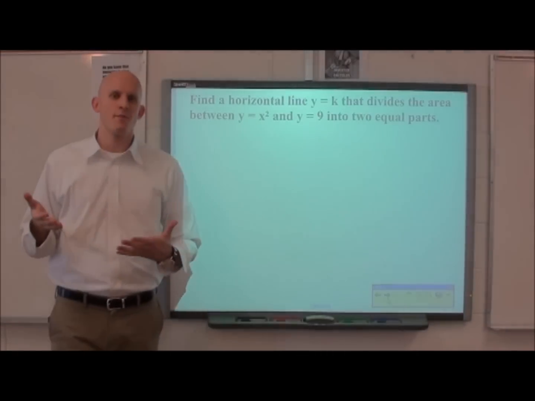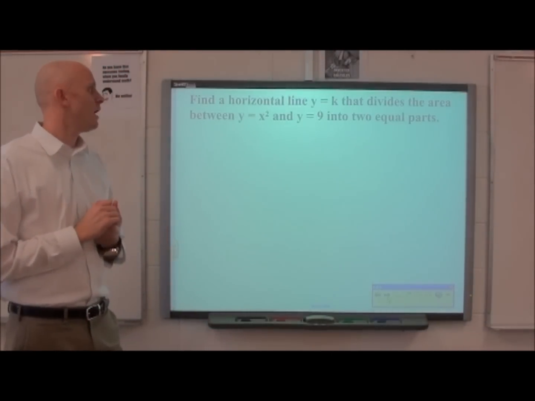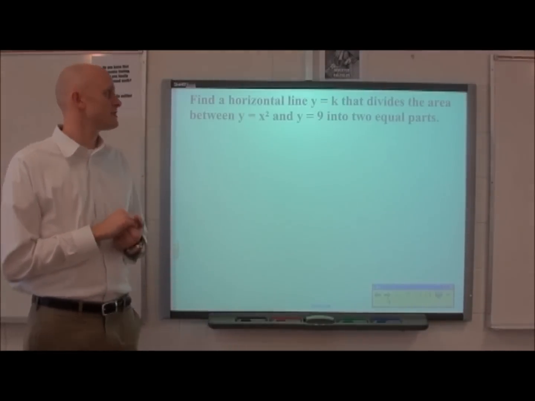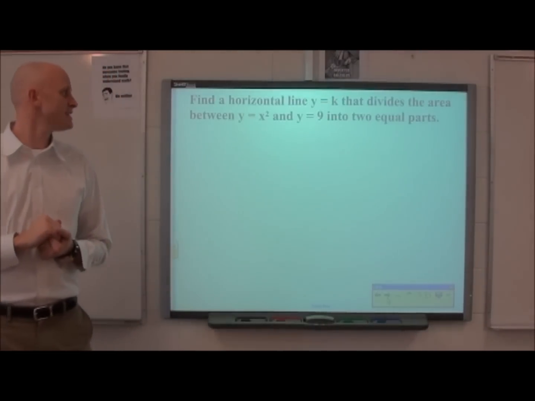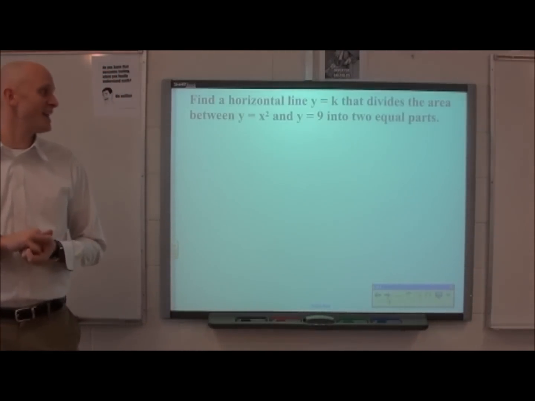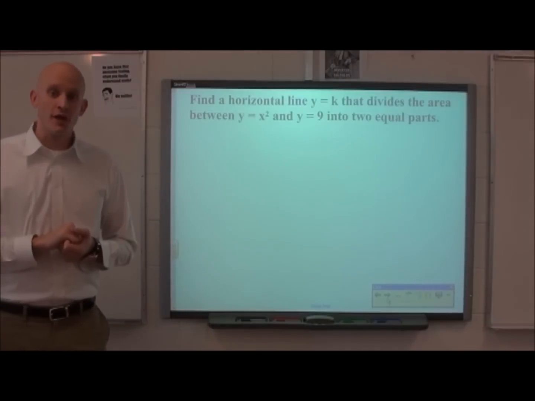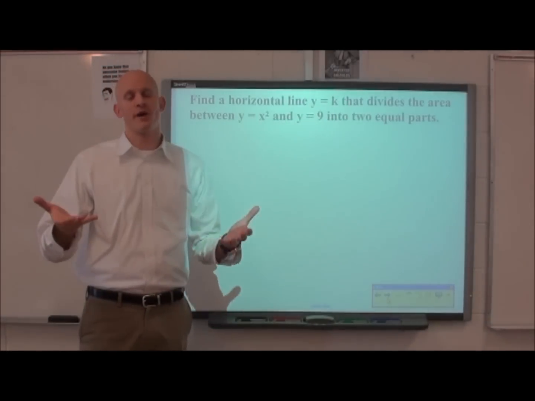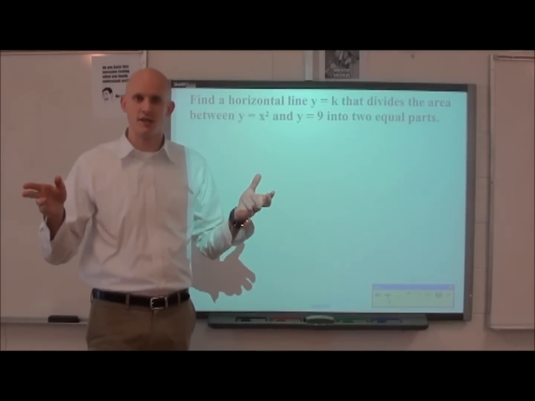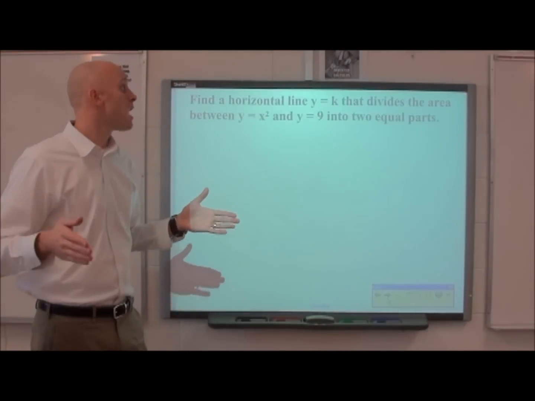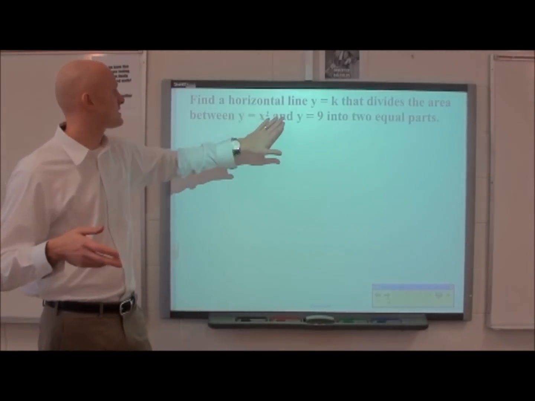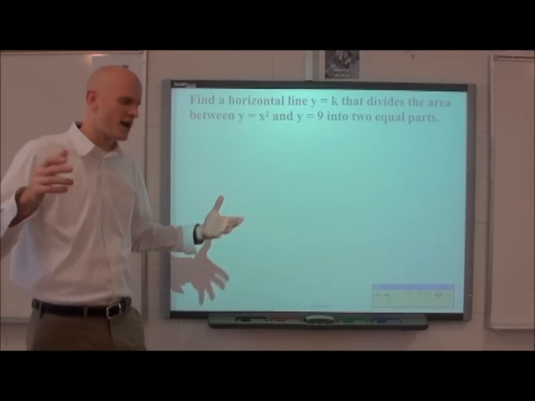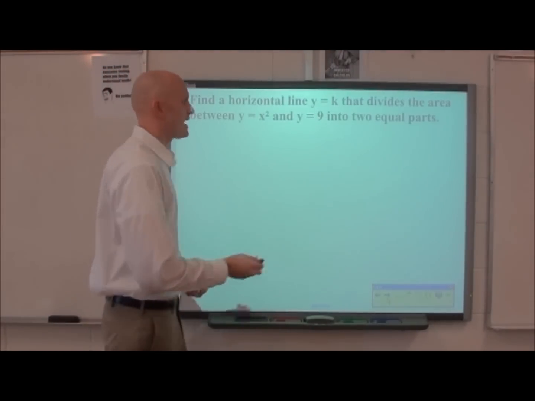For the last example that we have today, we have: find a horizontal line y equals k that divides the area between x squared and 9 into 2 equal parts. So here is the infamous y equals k, or bringing in this crazy constant that we see so often in calculus, k. Before we do anything, I'm going to go ahead and sketch what this looks like, and then we'll dive into what the problem is actually asking.